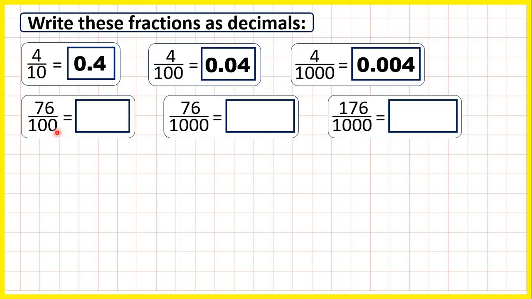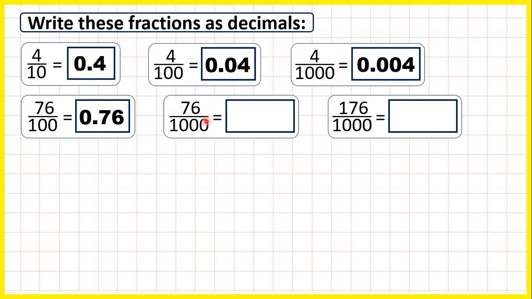Now we have 76 hundredths. The denominator of 100 tells us that we can't go past the hundredths place value column, so we can only have 2 digits after the decimal point. That means we write 76 hundredths as 0.76, so the 7 gets pushed across to the tenths column. And that works because 7/10 is equivalent to 70 hundredths, and if we have 70 hundredths plus 6 hundredths, we have 76 hundredths.